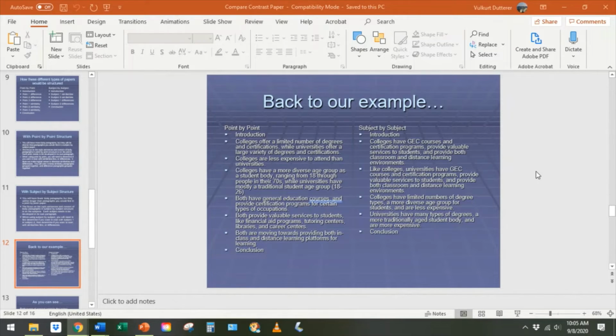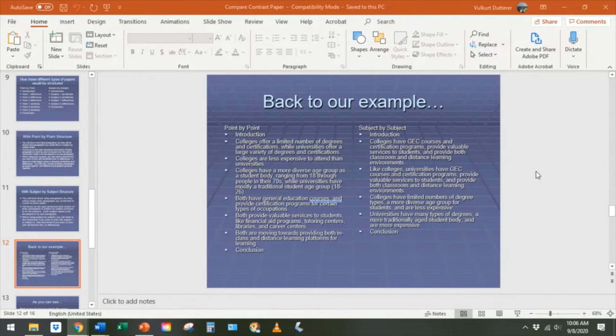Colleges have a more diverse age group as a student body, ranging from 18 through people in their 70s, while universities have a mostly traditional student age group of 18 to 26, and I would have a whole paragraph on that. And then I would transition into my similarities. Both have general education courses and provide certification programs for certain types of occupations, and I'd have a whole paragraph on that. Both provide valuable services to students like financial aid programs, tutoring centers, libraries, and career centers. Whole paragraph explaining that. Both are moving towards providing both in-class and distance learning platforms for learning, and I would have a whole paragraph on that.